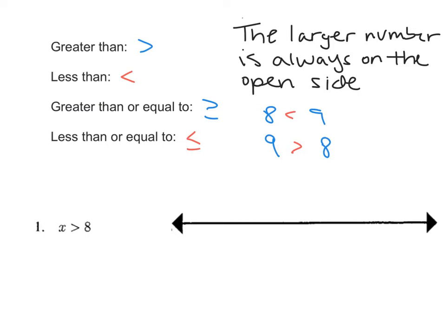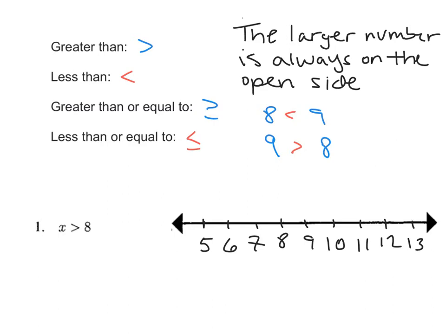So now let's try an example. We have x, some value of x, is greater than 8. Okay, so that would mean that on our number line, if we go ahead and finish numbering these, let's say we had 5, 6, 7, 8, 9, 10, 11, and we can keep going, okay?